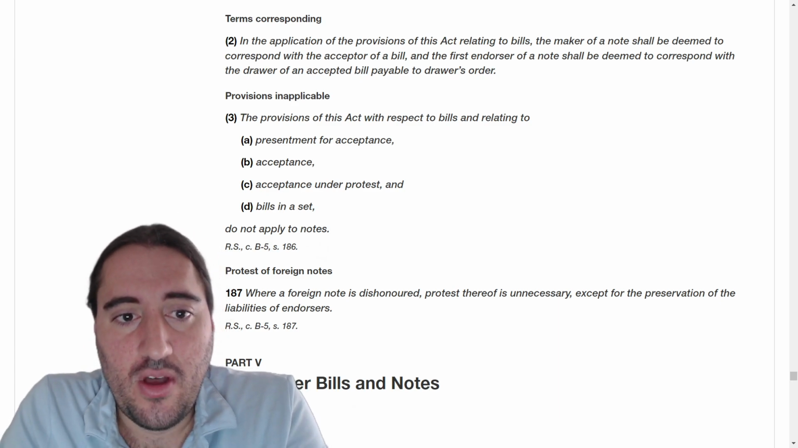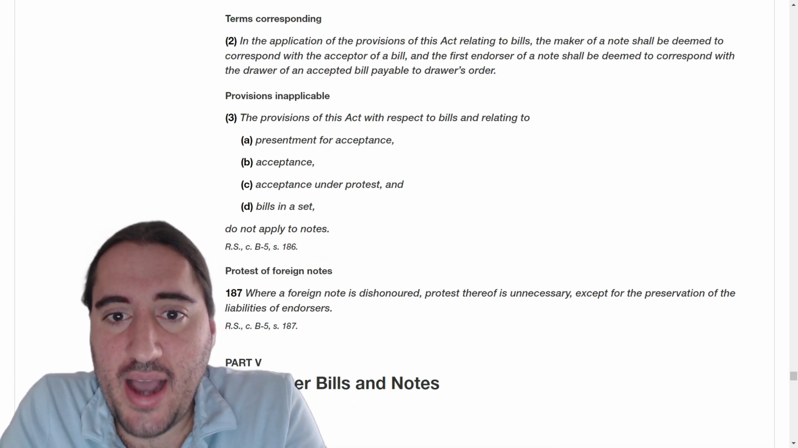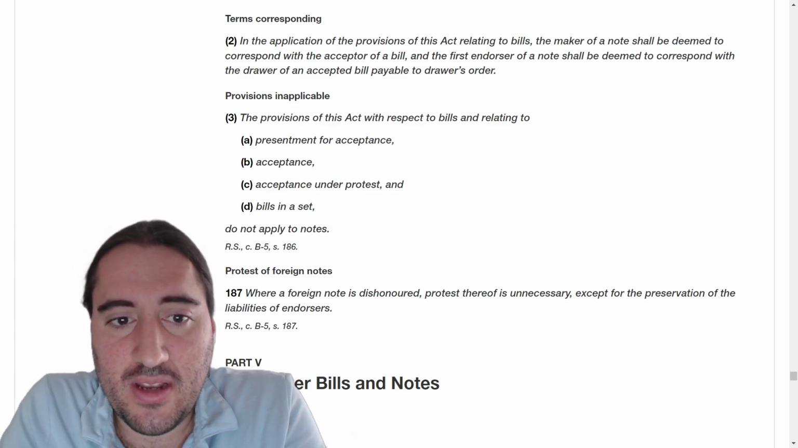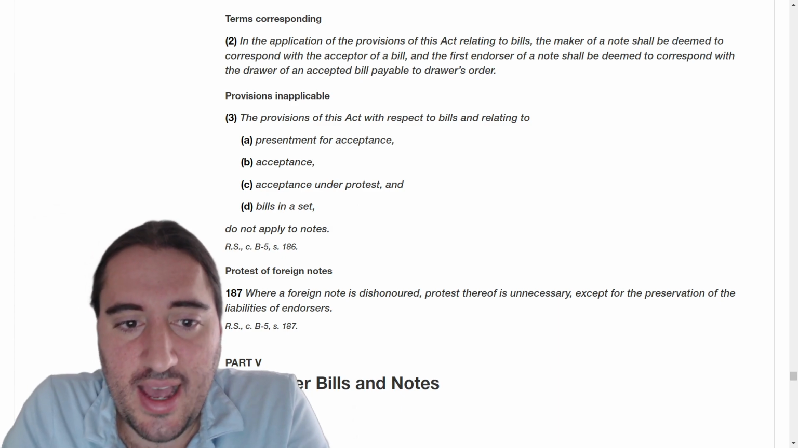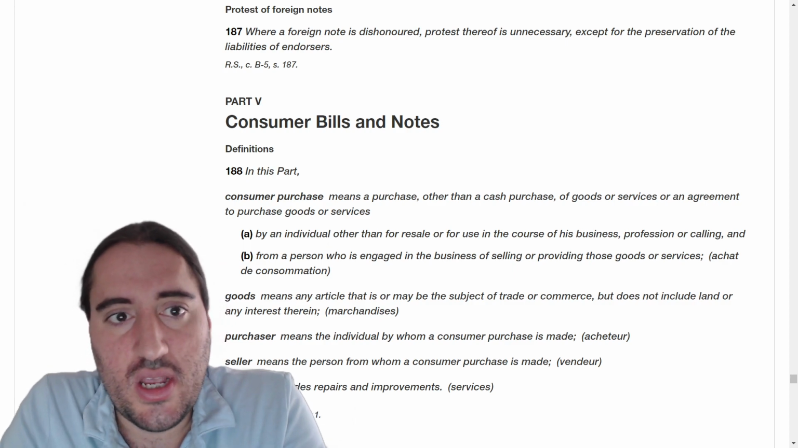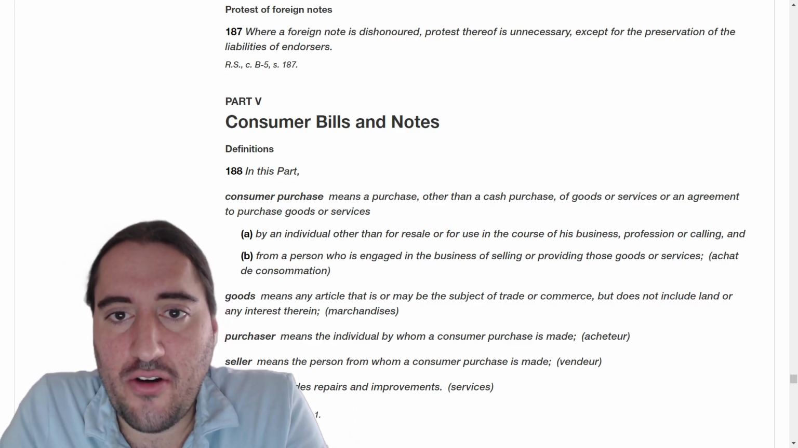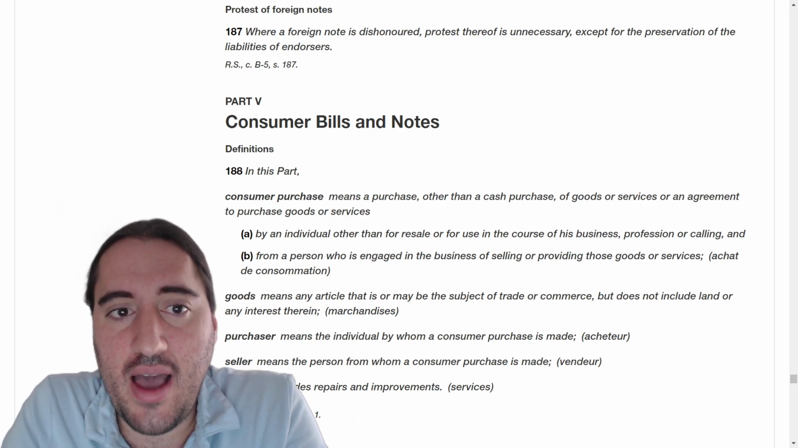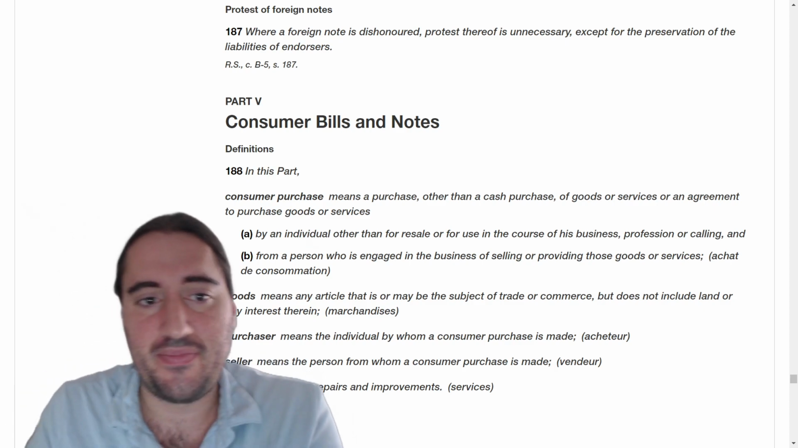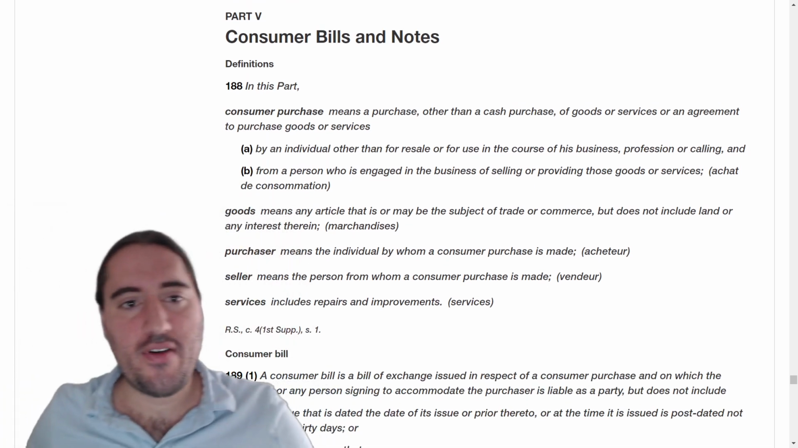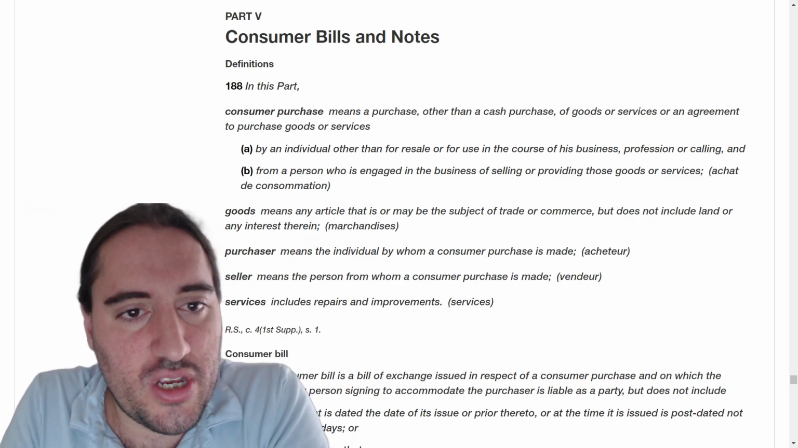Provisions inapplicable. The provisions of this Act with respect to bills and relating to A, presentment for acceptance, B, acceptance under protest, and C, bills in a set do not apply to notes. Protest of foreign notes. Where a foreign note is dishonored, protest thereof is unnecessary except for the preservation of the liabilities of endorsers. Okay. Part 5. We have consumer bills and notes.